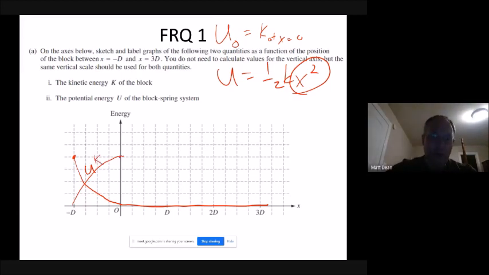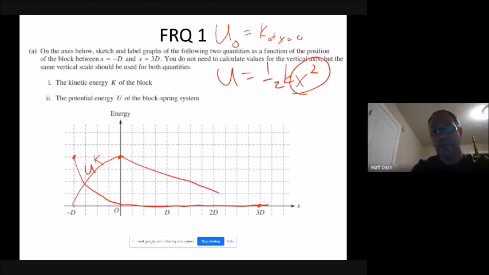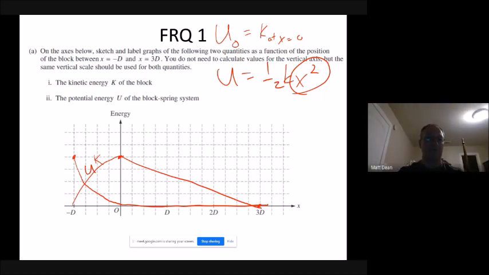Now, from 0 all the way to 3D, what's happening is that kinetic energy is being converted into heat because there's friction. The frictional force is constant, the same at 0 as it is at 3D, which means the conversion from kinetic to heat should be constant. It should be a straight line all the way from 0 to 3D. And it's going to be kind of hard for me to draw on the screen. Let me do the best I can. That should be a straight line like so. So this is my kinetic energy line. This is my potential energy line.